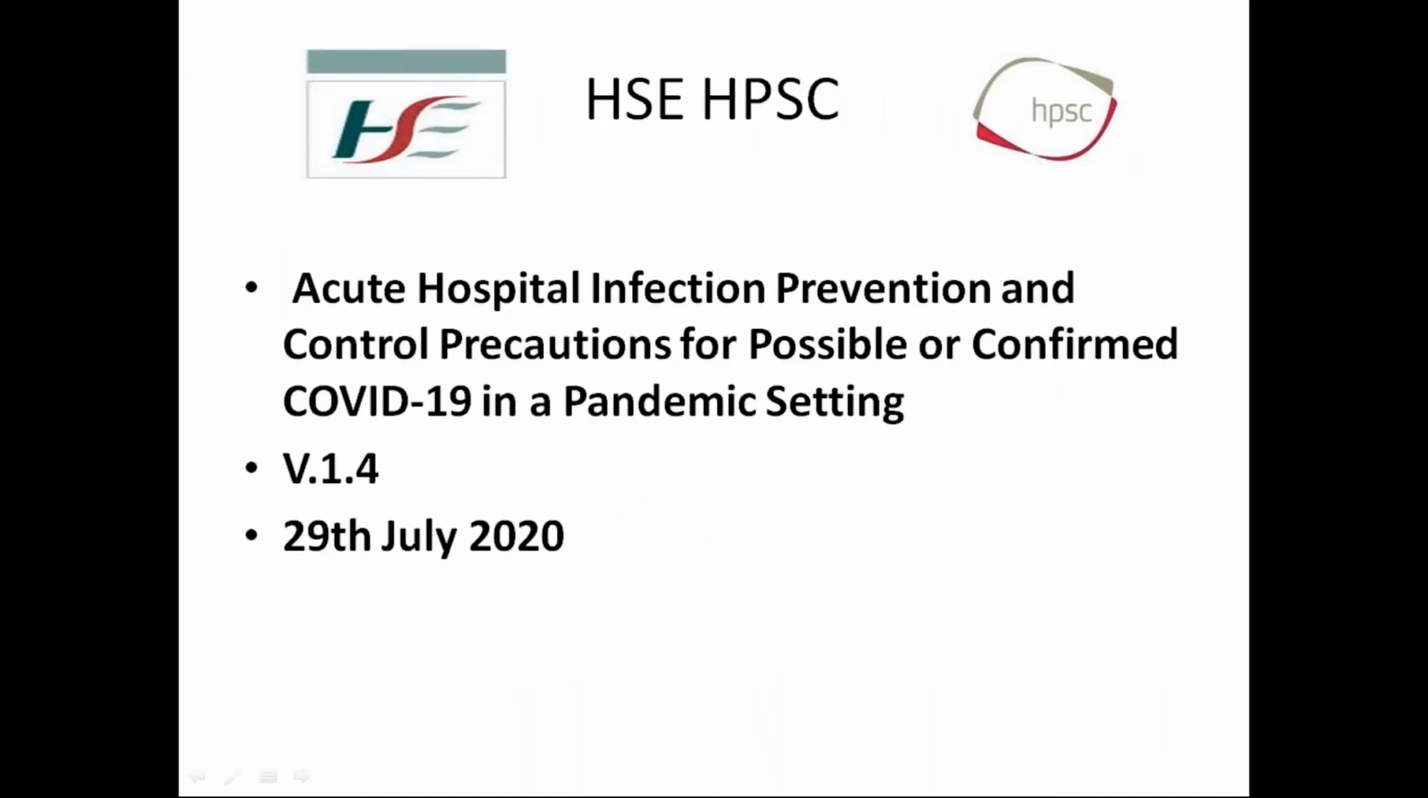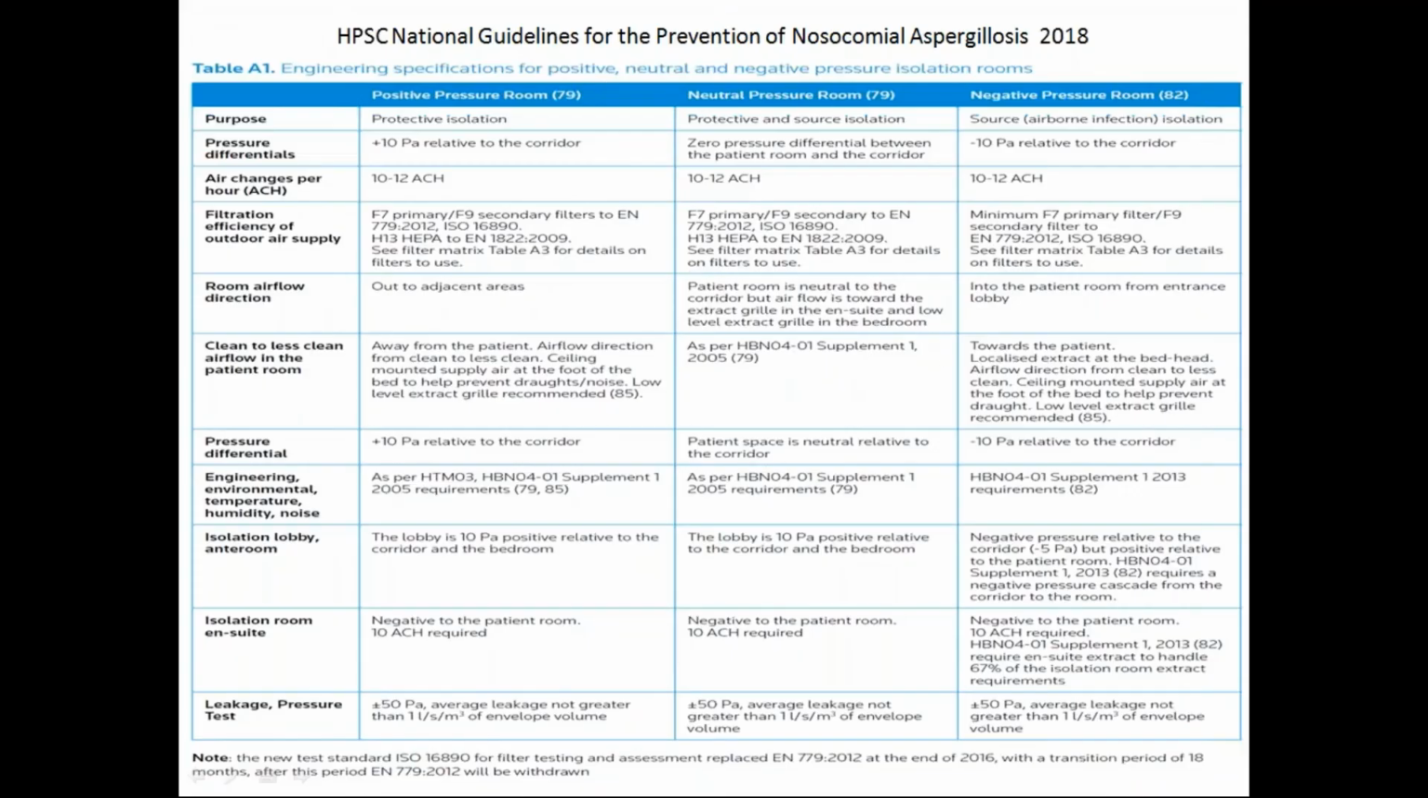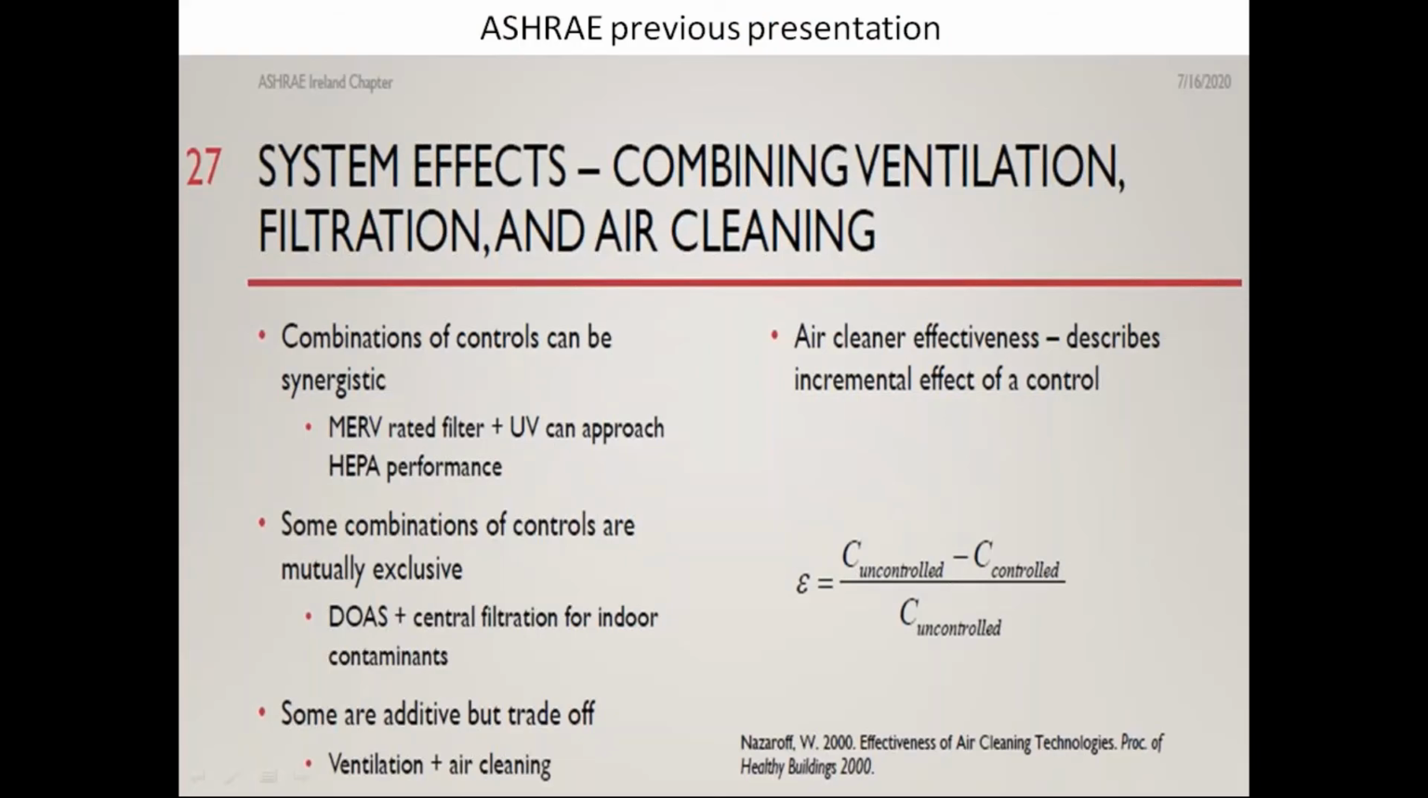We also have the HPSC guidance on acute healthcare high-risk applications. So there is guidance up online on that, and that is the national guidance for hospitals. There's other guidance there around buildings, and they would reference all the UK guidance documents. And we have our guidance for prevention of nosocomial aspergillus from 2018, which picks up on the neutral and negative pressure rooms. So sometimes it's a combination that's required between UV and HEPA filters.